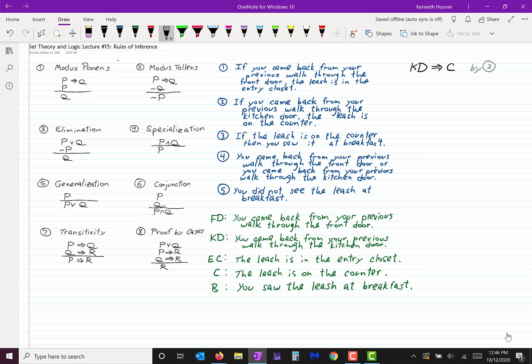What else can I say here that I think would be important to use? I can say that C implies B. In other words, if the leash is on the counter, then you saw the leash at breakfast. How do I know that's true? Because that's given to me also as a premise. That's premise number 3.